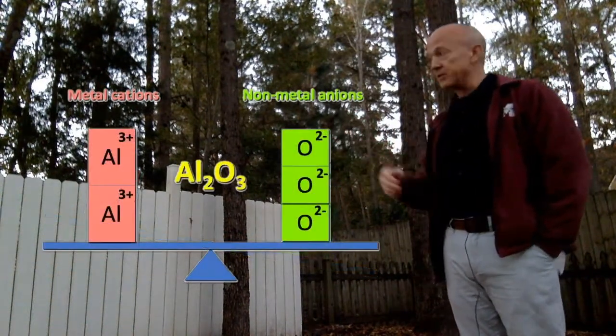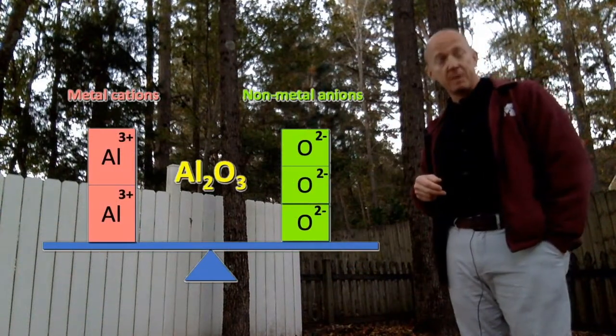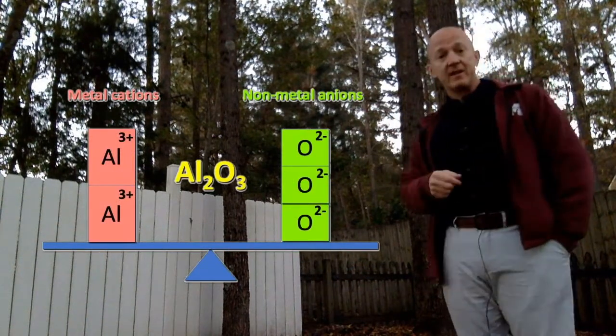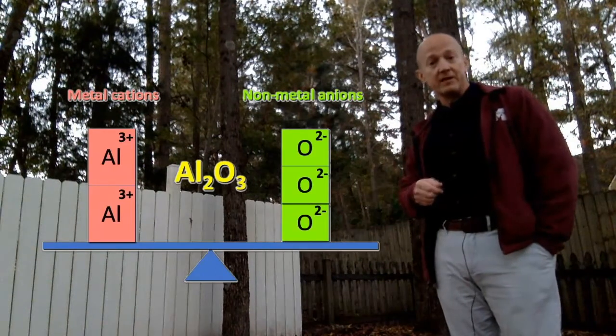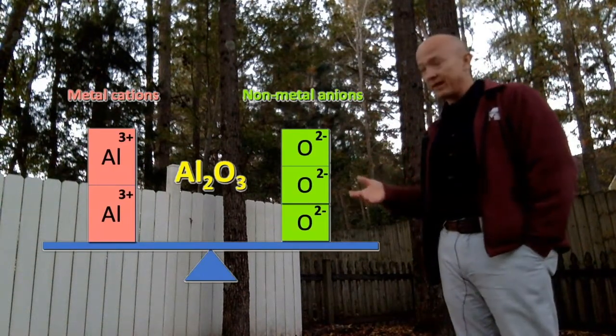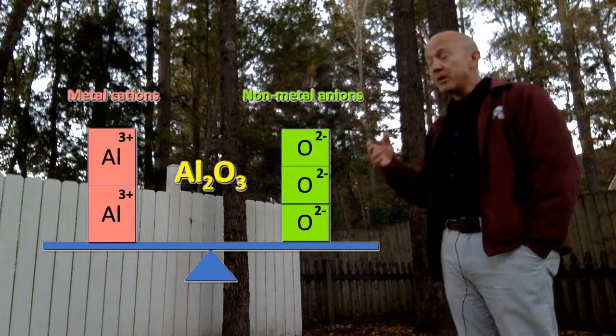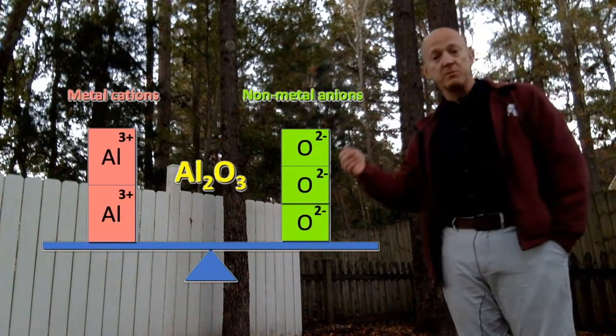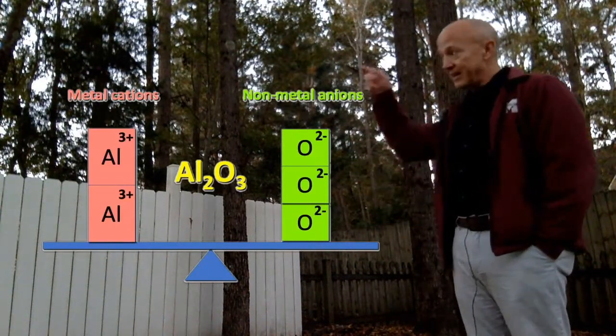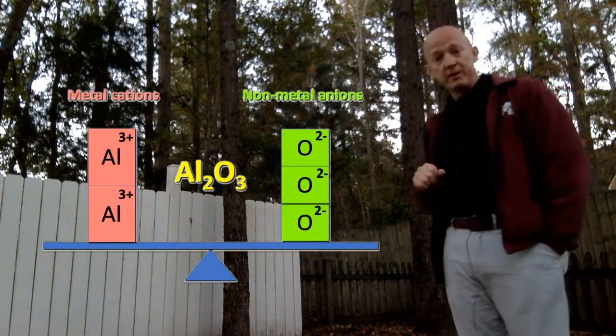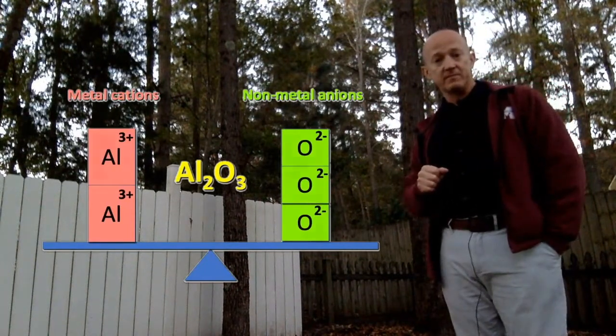It's not until I place 2 aluminum ions on the metal side and 3 oxide ions on the nonmetal side that I have balance. That's when I have a zero net charge. So I know that my compound between aluminum and oxygen has to be Al2O3, aluminum oxide. You get it?